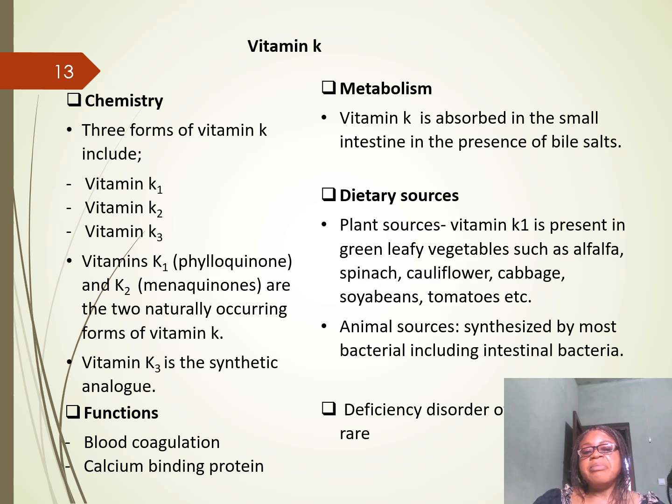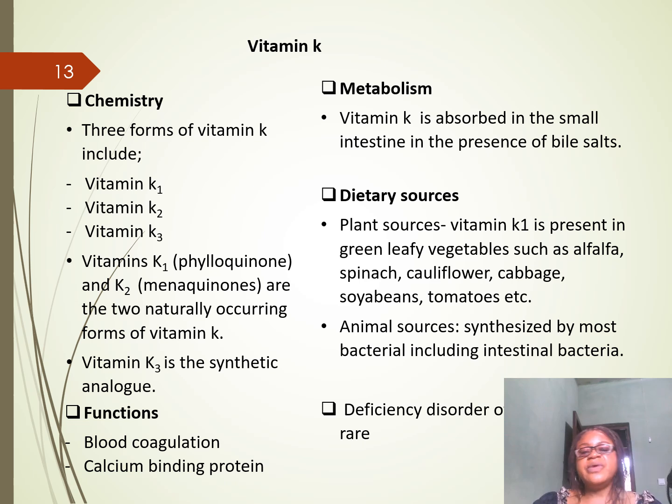It helps in transportation of calcium in the body. Dietary sources: you have plant sources. Vitamin K1 is present in green leafy vegetables such as alfalfa, spinach, cauliflower, cabbage, soybean, tomatoes, and I think most of our local or traditional vegetables, the leafy green vegetables. Then animal source, basically the intestinal bacteria synthesize this vitamin K. So I guess that's why I'm classifying it as the animal source, because it's synthesized in the body by intestinal bacteria and other bacteria.